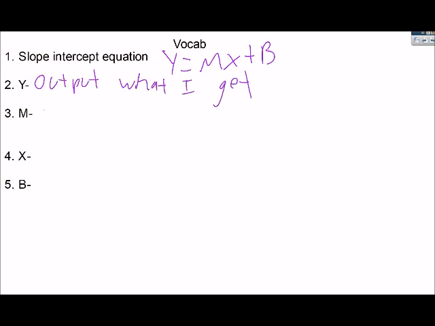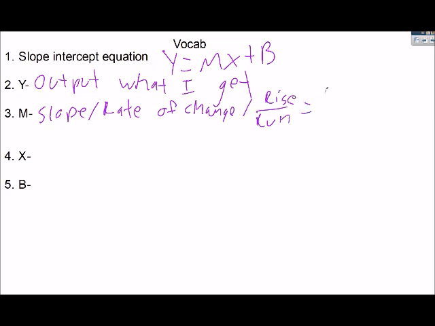M has lots of different names. It's known as slope, rate of change, rise over run. It's also known as our up if it's a positive value, our down if it's a negative value, and always to the right. We never go left with slope, and we'll talk about where we go in a little bit, but we never go left.